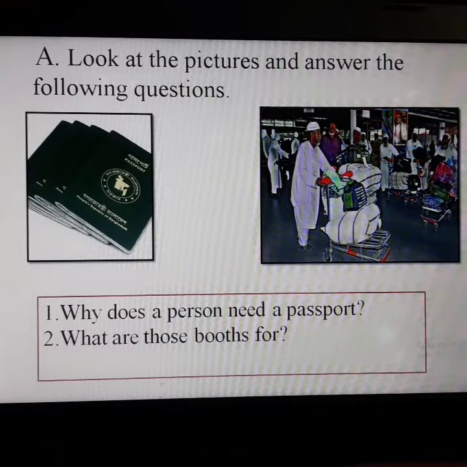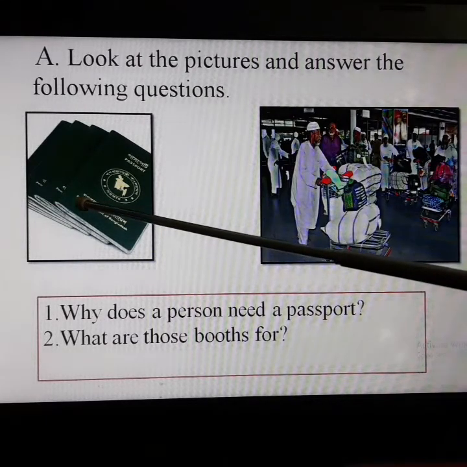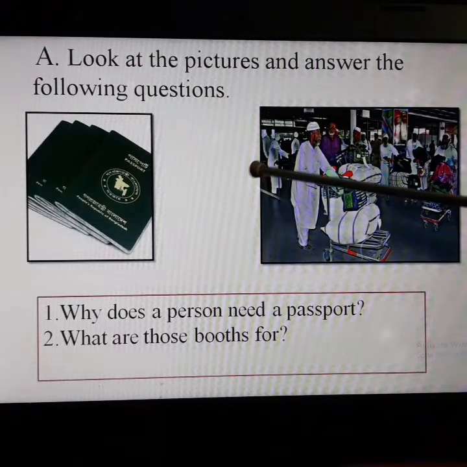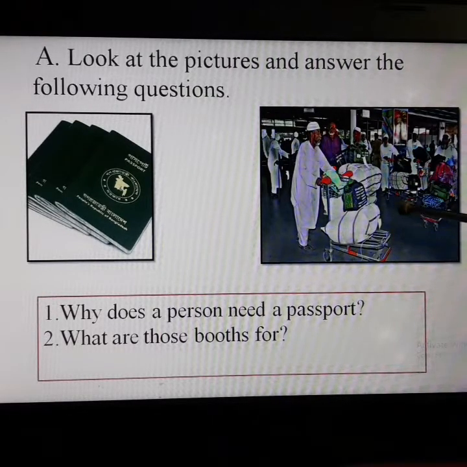Listen to me. A person needs a passport to go to a foreign country. Those booths are for checking the passport, visa and the departure card.